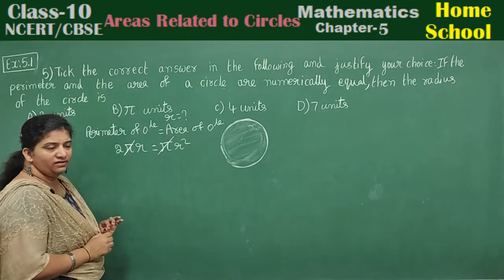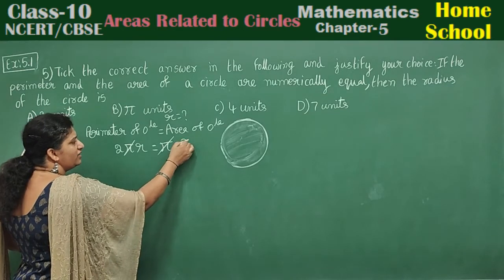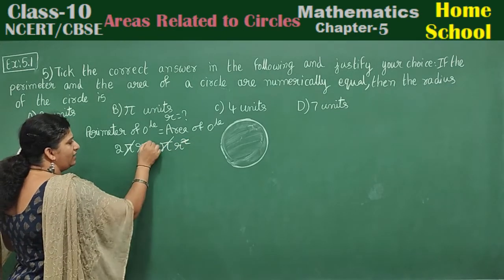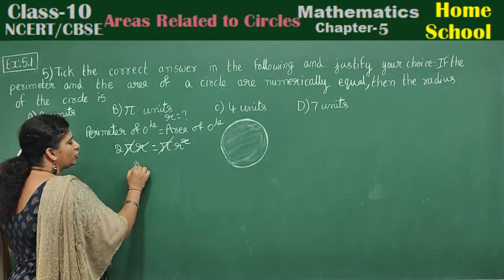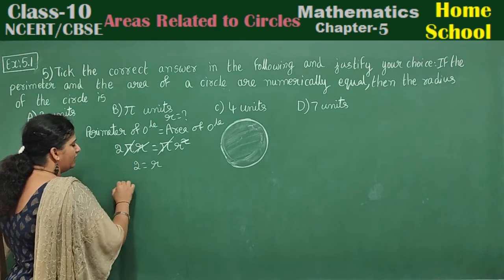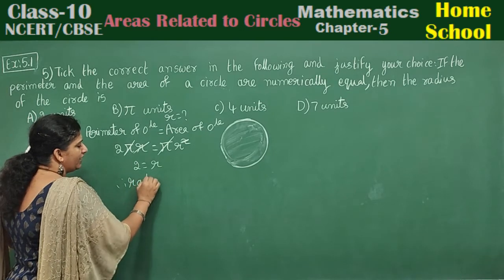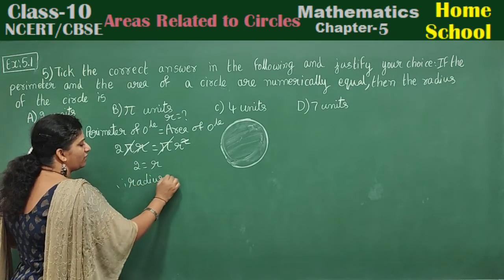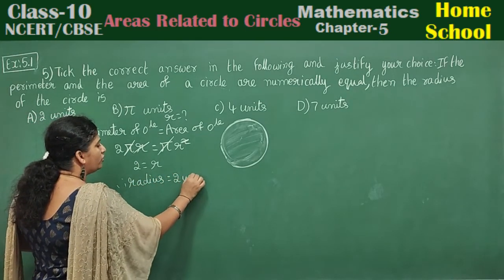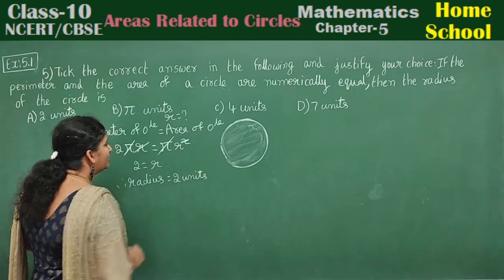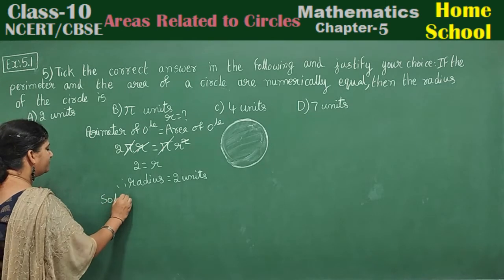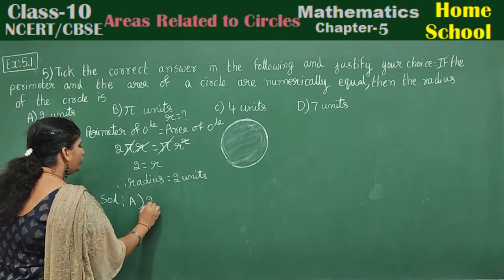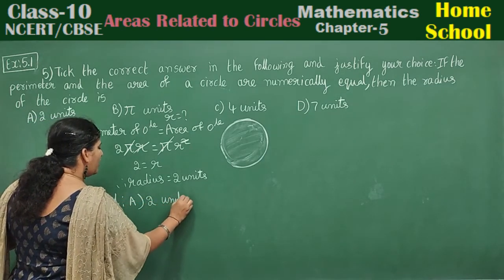Pi cancels. Radius is the same, right? So r square, one r, another r you cancel here. What are you left with here? 2 is equal to r. Therefore, radius is equal to 2 units. This is your answer. Then which option has 2 units? Solution A, 2 units is your answer.